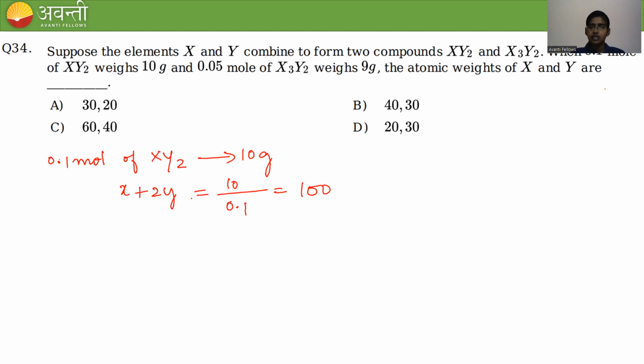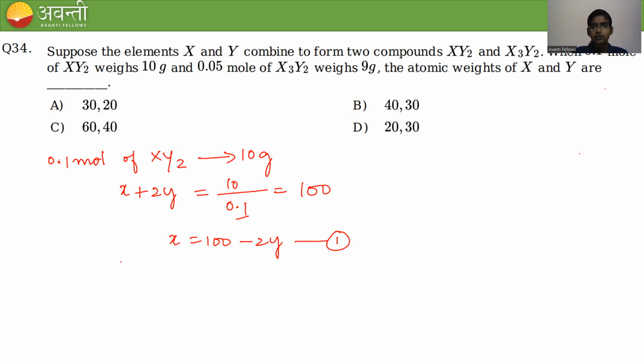So it is nothing but the number of moles is equal to mass by molar mass formula only. This is the number of moles, and 10 is the mass given there, and X plus 2Y is the molar mass. Okay, so molar mass is now 100. So what is X from here? X is equal to 100 minus 2Y. Okay, so now this is the equation. Let me take this as equation 1.